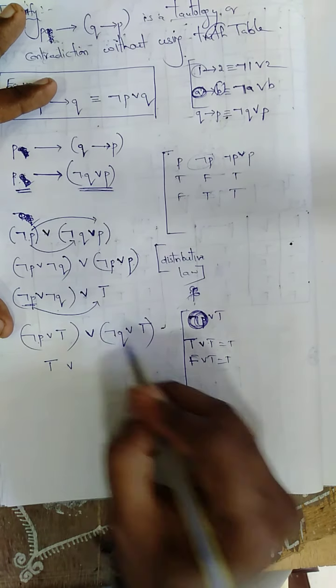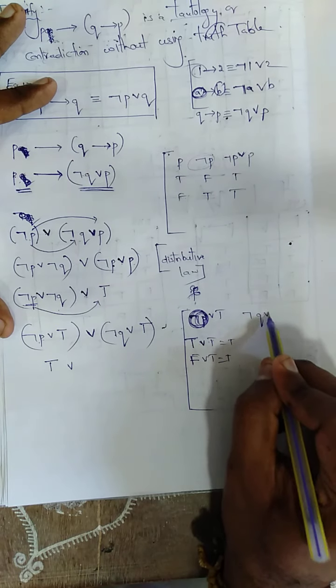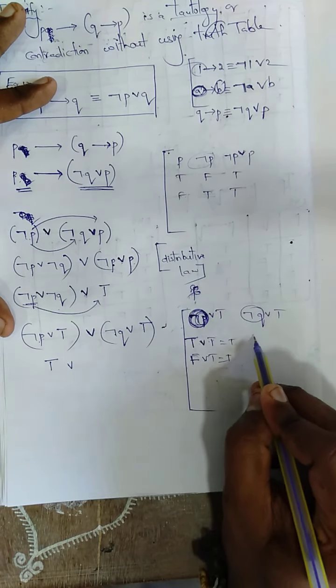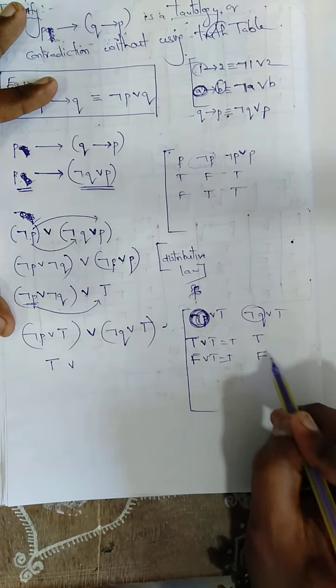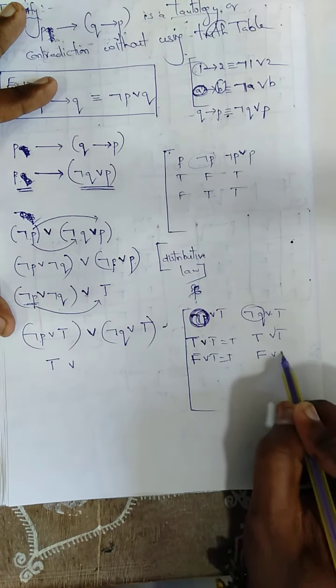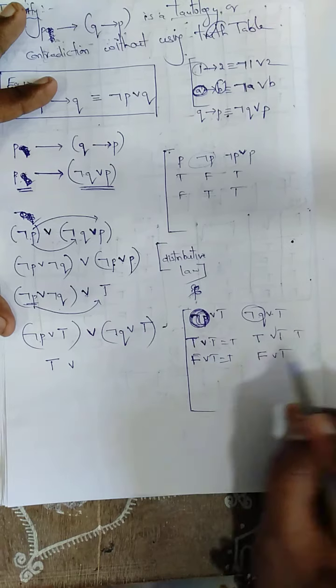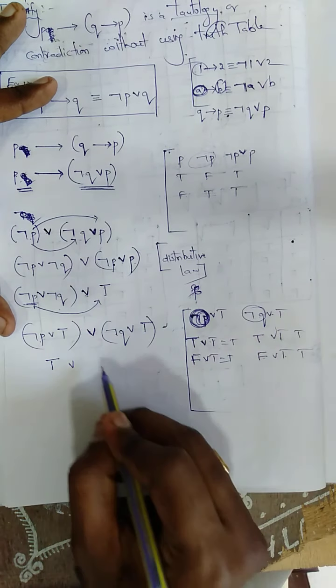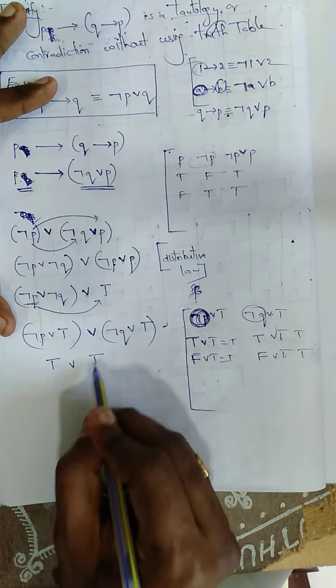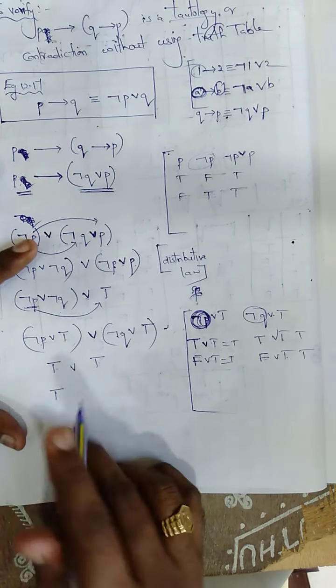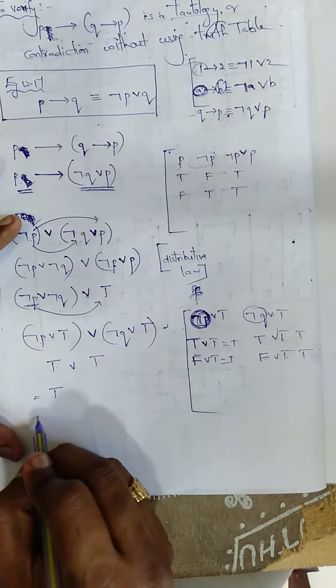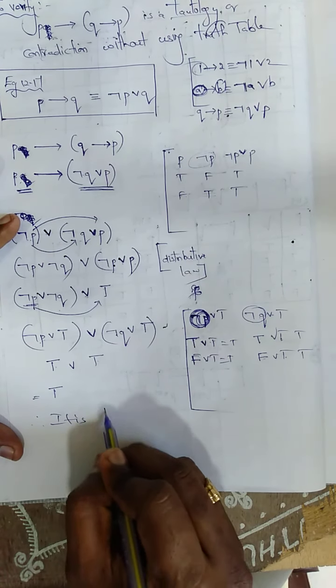Next, what am I going to write? Negation of Q or T. This negation of Q, I can write one time as T. Negation of Q, I can write one time as F. So put T and put T. TT is T. FT is also T only. This is also T. T or T is once again T. Therefore, we have got only T as an answer. Therefore, it is a tautology.